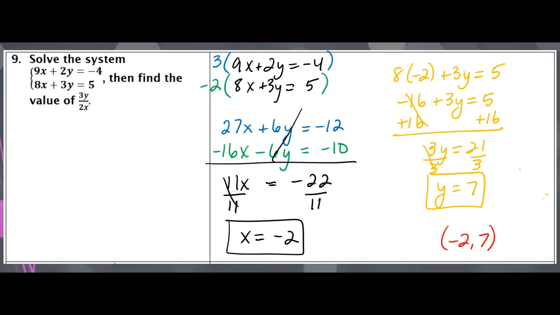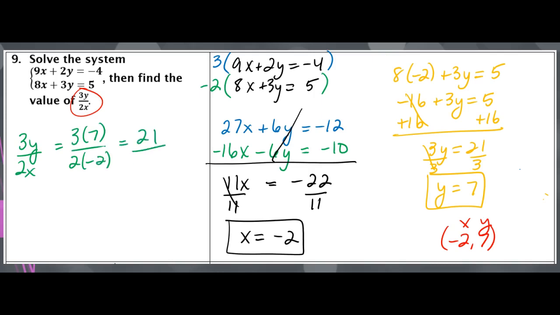But that's not the answer to this problem. The answer is to take this x and this y and plug it into this little expression up here. So I'm going to do that over on the left side. So I need 3y over 2x. I know y is 7, and x is -2. 3 times 7 is 21, and 2 times -2 is -4, so that's your answer.